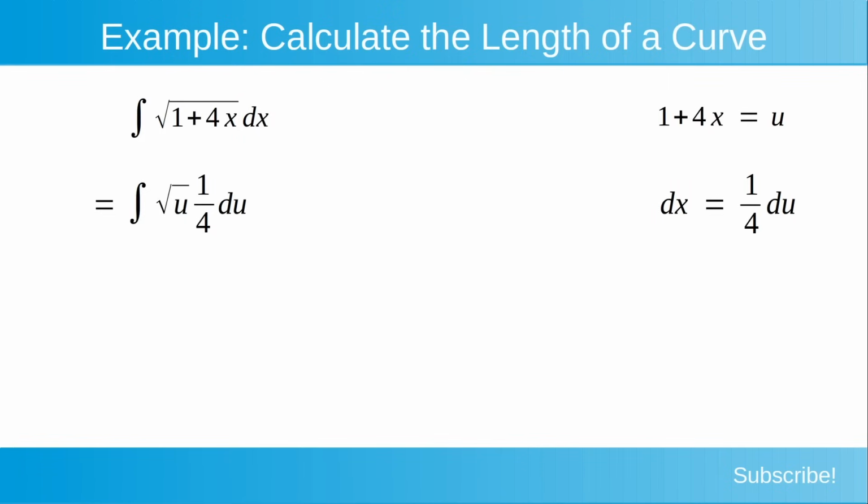Using our constant multiple rule for integration, we can move our 1 over 4 term outside of the integral. When we do this, we get 1 over 4 times the indefinite integral of the square root of u du. We can also rewrite the square root of u as u to the power of 1/2. And when we do this, we get 1 over 4 times the indefinite integral of u to the power of 1/2 du.